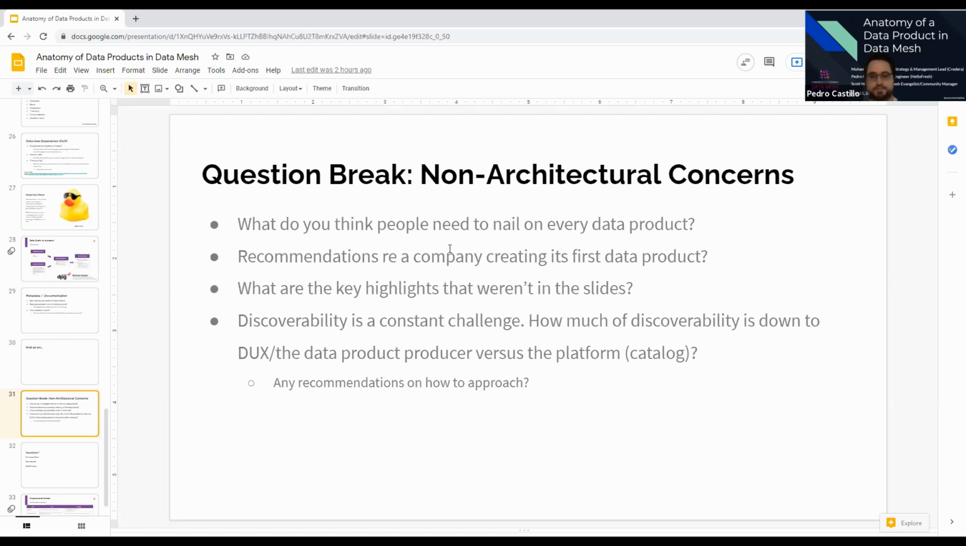Yeah. Which modern catalogs are you using that have all these cool features?